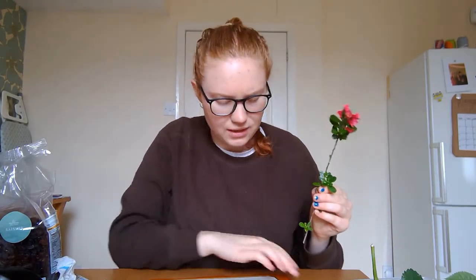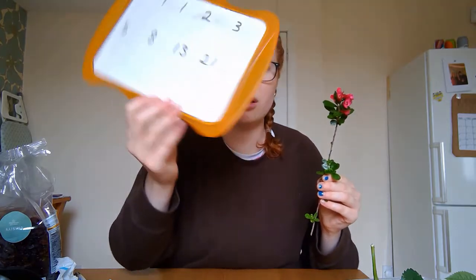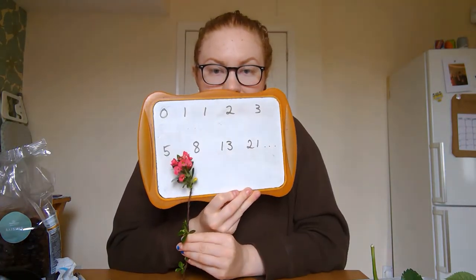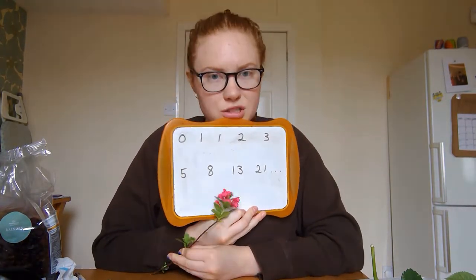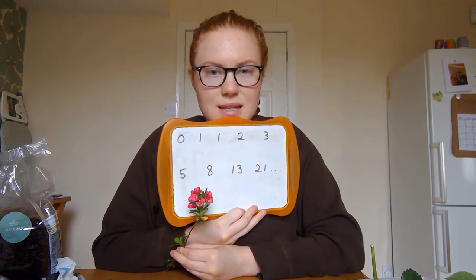Here's another flower. This is called Weigela. Shall we try and count the petals? This one is a bit more tricky. Let's have a look. 1, 2, 3, 4, 5. 5 petals on each Weigela flower. Was 5 in the Fibonacci sequence? Shall we have a look? Yes. So this flower also shows the Fibonacci sequence.